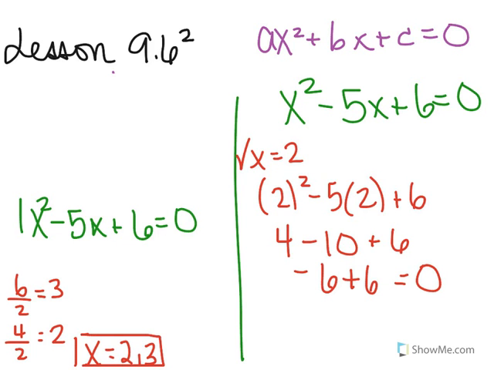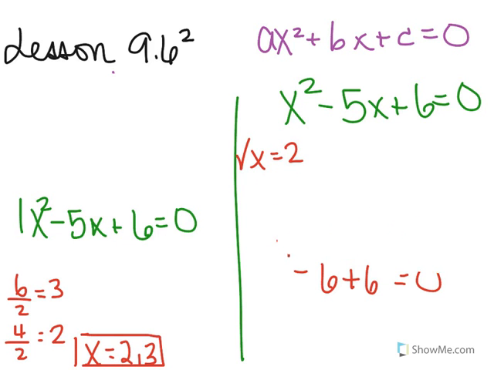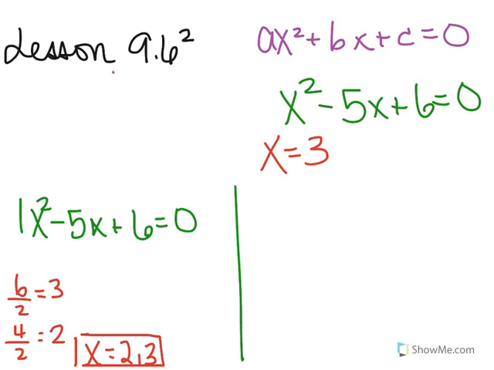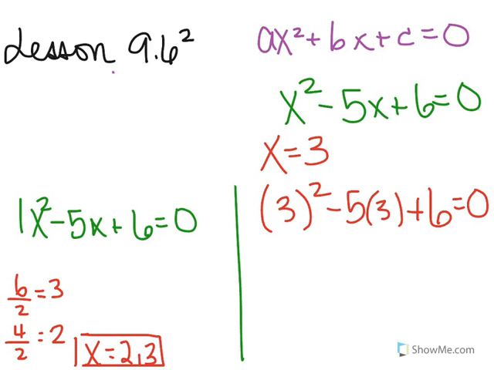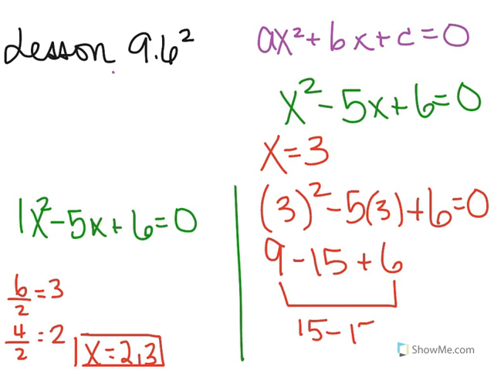I'm going to erase this, and then we're going to try x equals 3. Okay, so 3 squared minus 5 times 3 plus 6, we're going to see if it equals 0. So 9 minus 15 plus 6. Your 9 and your 6 equal 15, so it's like 15 minus 15. Doesn't matter what order you add them in. And you're going to get that this equals 0. So x equals 3 also works. That's why we have 2 answers. X equals 2 and x equals 3.